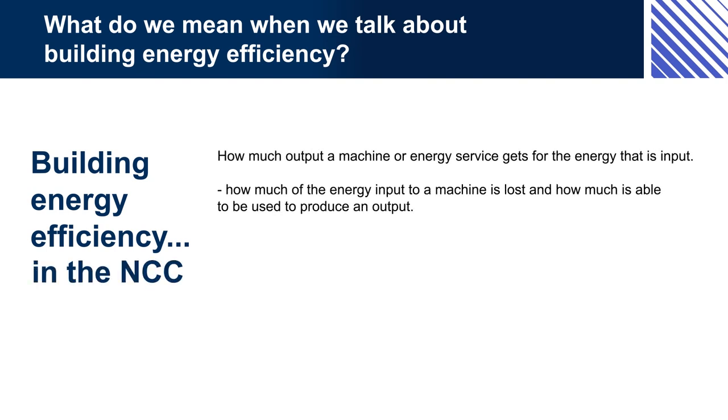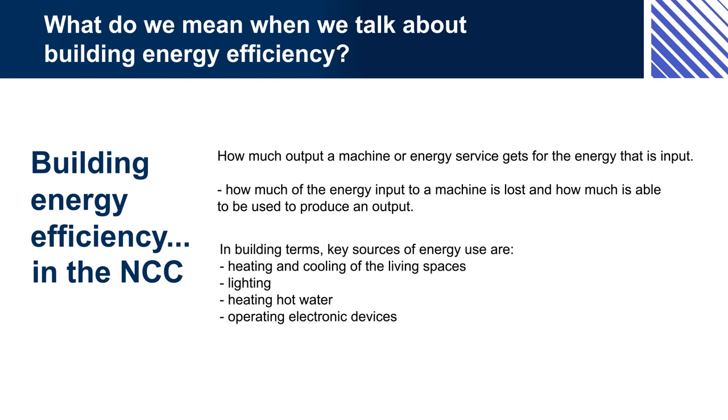There is no exact agreed definition for energy efficiency. The most technical definition and source of the term relates to how much output a machine or energy service gets for the energy that is input, i.e., how much of the energy input to a machine is lost and how much is able to be used to produce an output. But the term is used more broadly now in the context of reducing energy use or conserving energy.